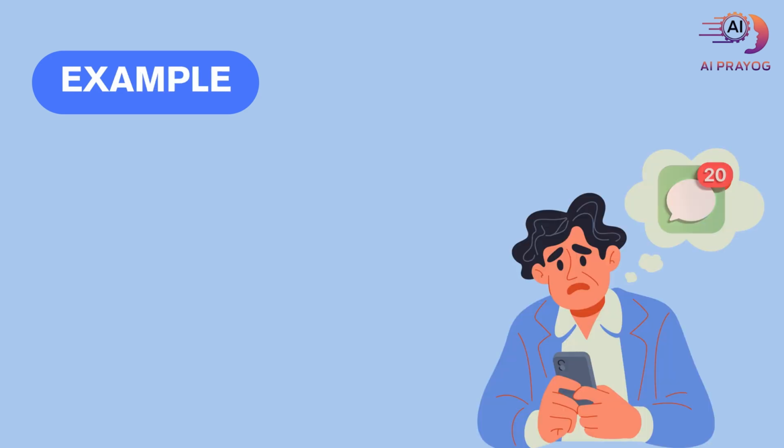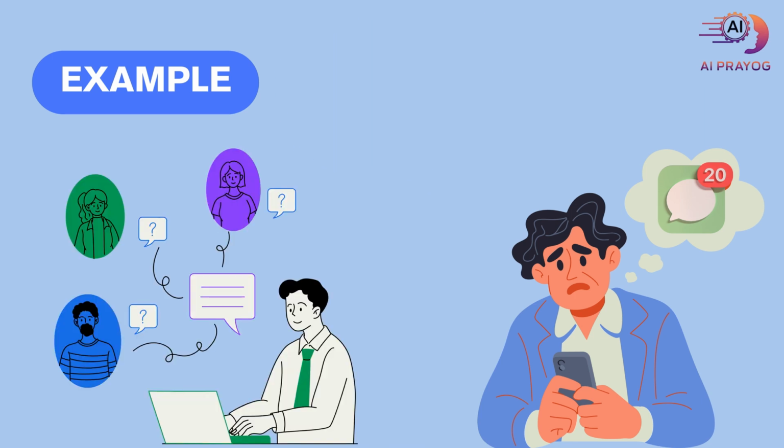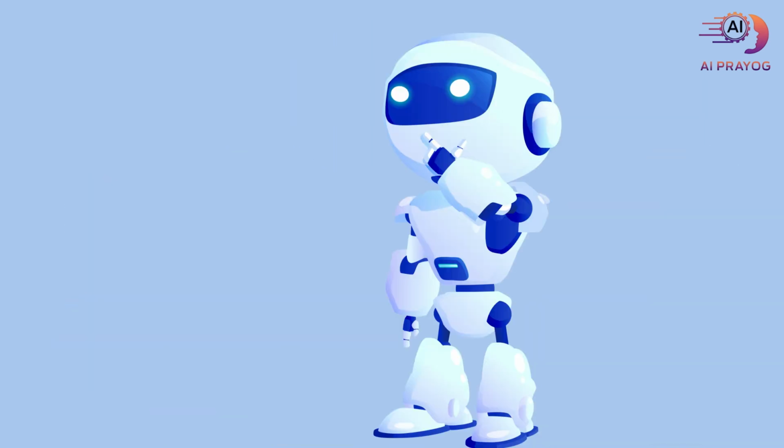Example: the unread messages in my inbox are 20. I received 5 new messages, and I replied to 3. How many unread messages are there now? Let's think step by step.